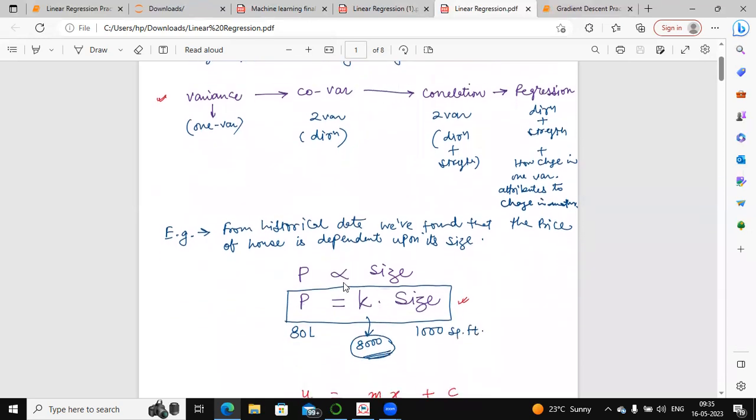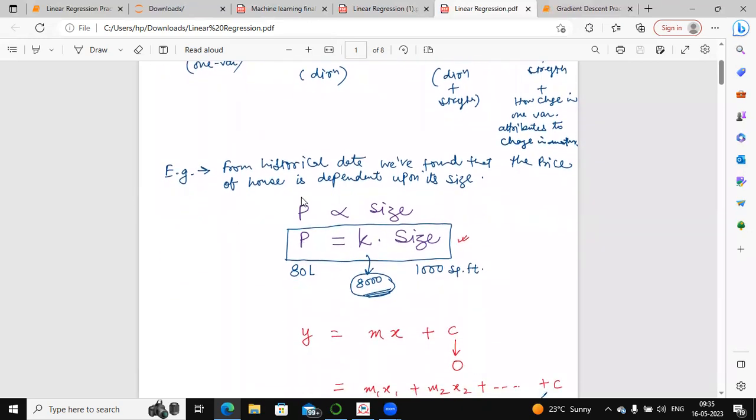From historical data, we have found that the price of houses depends on their size, right? So we have seen this kind of data. Let's say price P is directly proportional to size, so P is equal to k into size. Let's say the size of a house is 1,000 square feet and its price is 80 lakh.